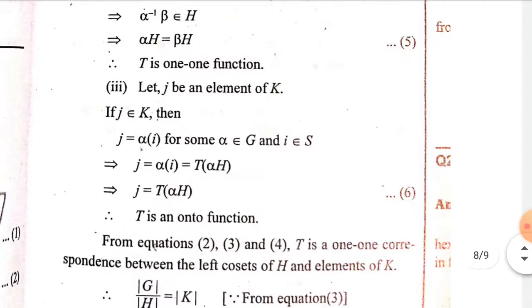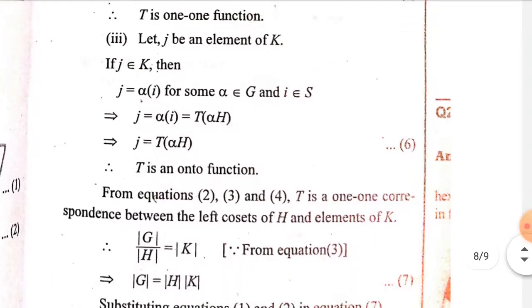Next we have to prove it is onto. To prove it is onto, we have to take an element j belongs to K. Now j equals alpha i, we are taking. You have to take the onto formation same like a defined function. Now alpha is nothing but T of alpha H, meaning T is an onto function.